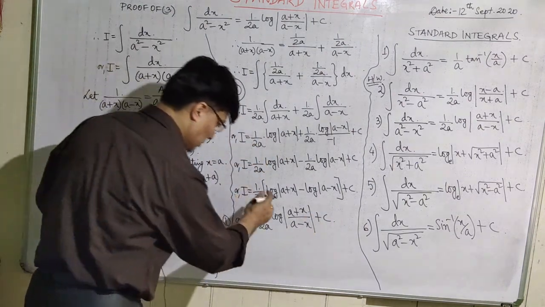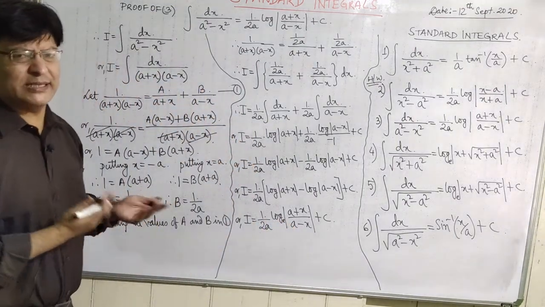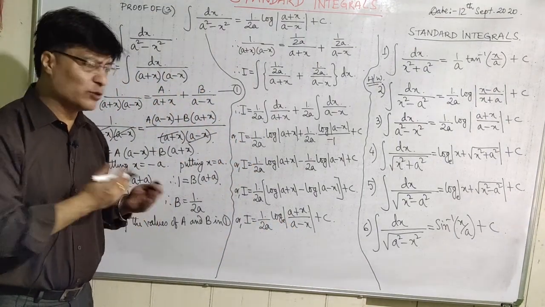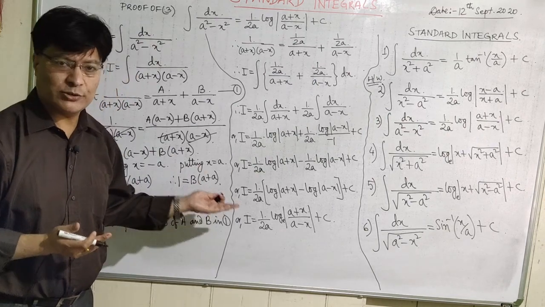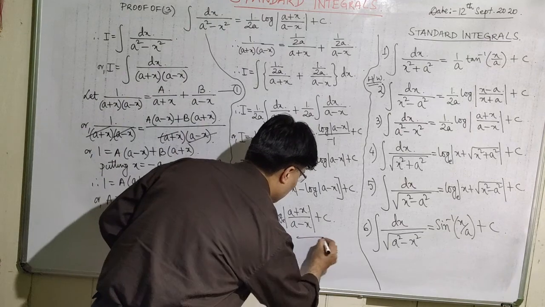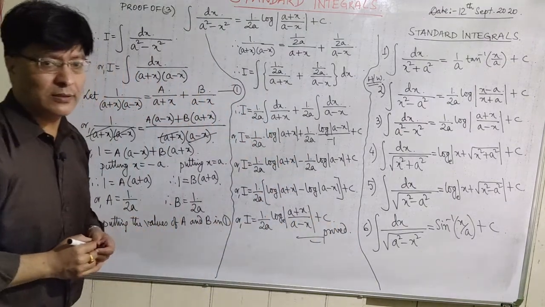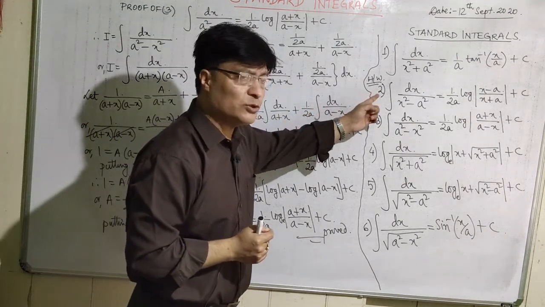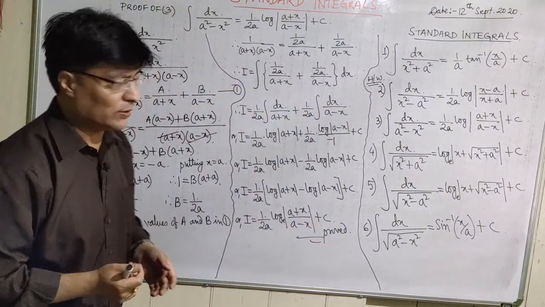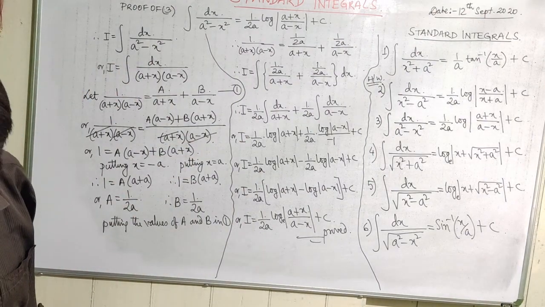So you may write here base e also, or you don't have to write that base e. It doesn't matter if you don't write the base e. So this is the formula. So it is proved. I think you have understood this proof of number 3. Similarly you can do number 2. Number 2 is your homework, so you can copy it. Now we will do another one.